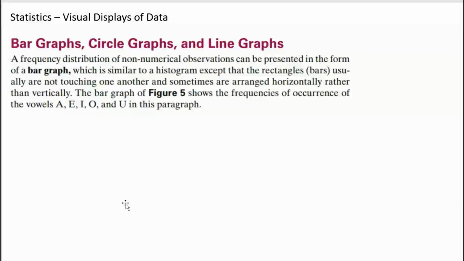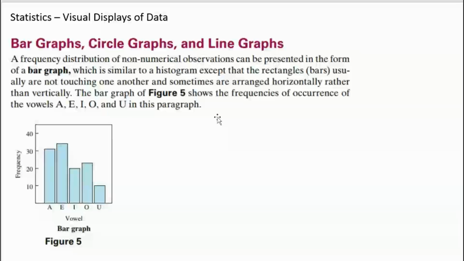So the bar graph in figure 5 shows the frequency of occurrence of the vowels A, E, I, O, and U. I want to show that to you in this particular paragraph. So somebody went and counted all the A's, all the E's, all the I's, you get it, all the O's, and all the U's. And there you go. So look, you notice how the bars are not touching each other? That makes this a bar graph, okay?